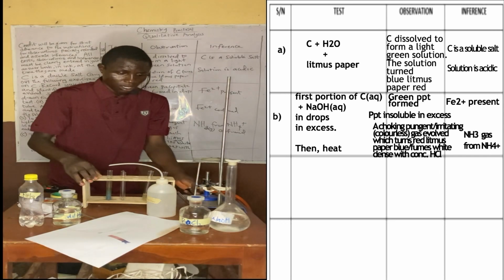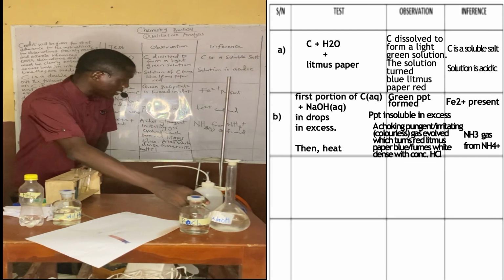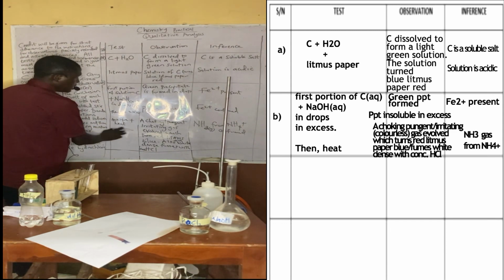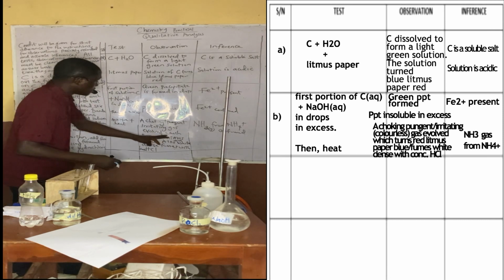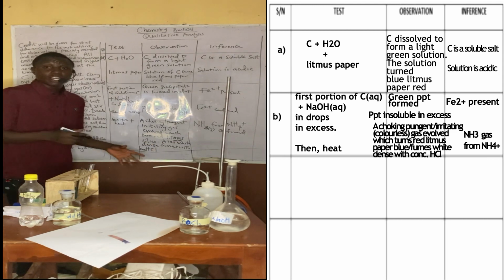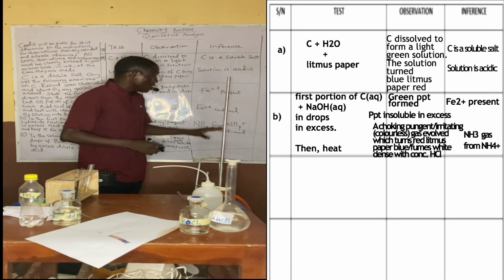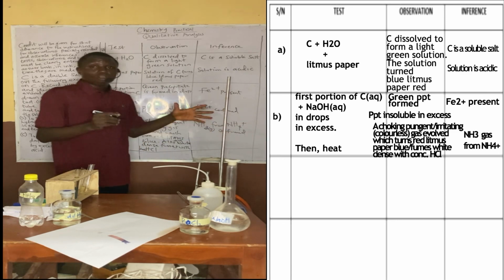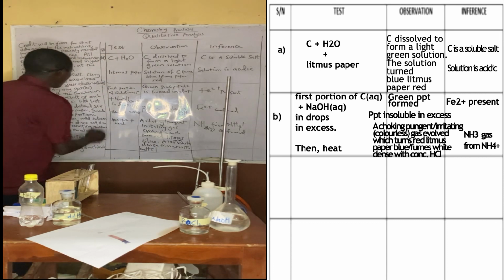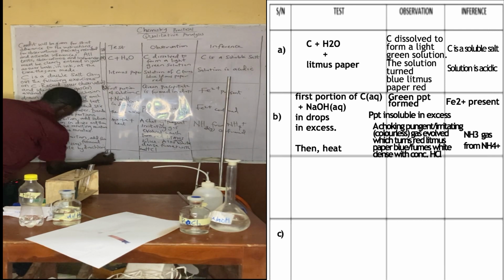Now the last test here. I hope you are seeing from this point. So you can see now we have a mixture that has been heated. We have the choking, potent, irritating gas, which turns litmus paper blue, and also forms white dense fumes with conc HCl. Whenever you have those properties, NH3 is confirmed. That's the confirmatory test of NH3. Now we are done with the B aspect. Then the C.